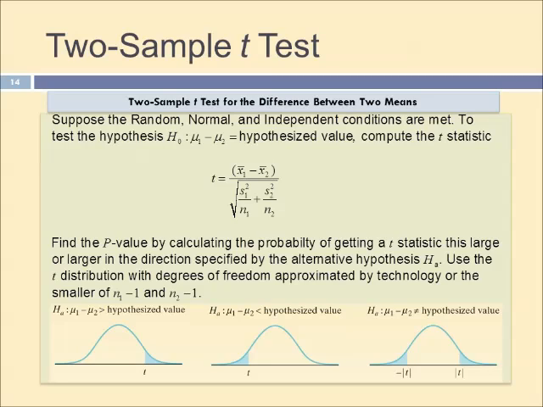So here are the alternative hypotheses. Our alternative is that the difference between mu1 and mu2 is greater than some value, or the difference between mu1 and mu2 is less than some value, or the third option, that the difference between the two means is simply not equal to some hypothesized value. Oftentimes the hypothesized value will simply be 0. So we're looking to see if the two means are different or the same.